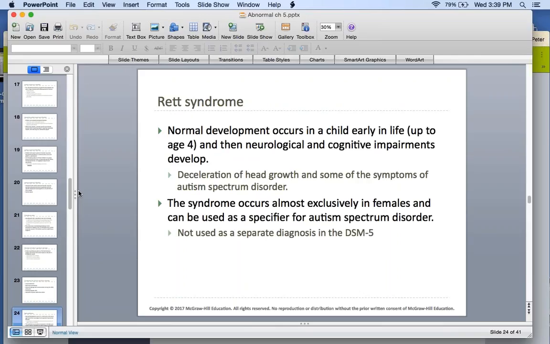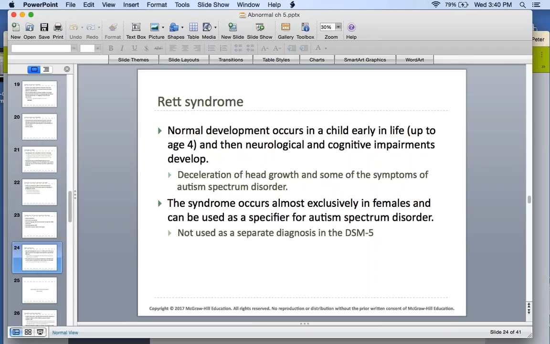Rett syndrome is the last thing I'm going to talk about here. I'm going to do this lecture in 2 parts, so this is the last thing we're going to do before I take a break. Now, with Rett syndrome, we see this exclusively in females. Normal development occurs in this child early in life, up to age 4. Usually we see the decline start before 4.